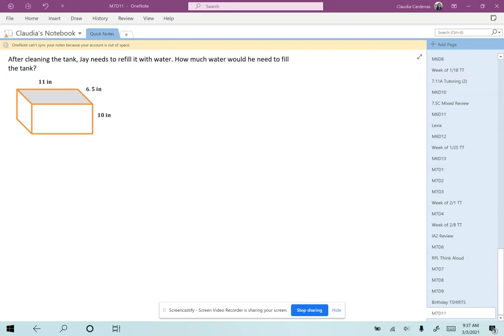Okay, so now that we've found the surface area of the tank, it says after cleaning the tank, Jay needs to refill it with water. So how much water would he need to fill the tank? Well, now if we are talking about filling it up, what are we looking for in this question? We are looking for the volume. So like if I drew water in here, right, we are filling up the entire tank with water, and so we are looking for the volume.